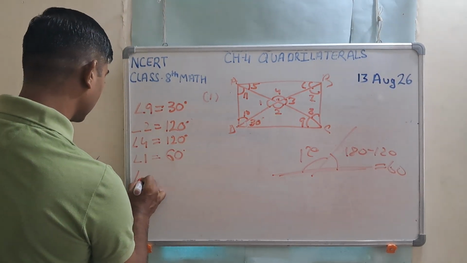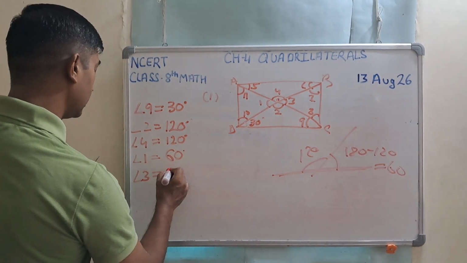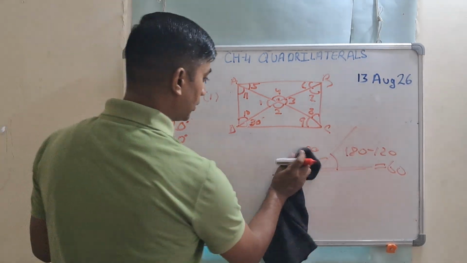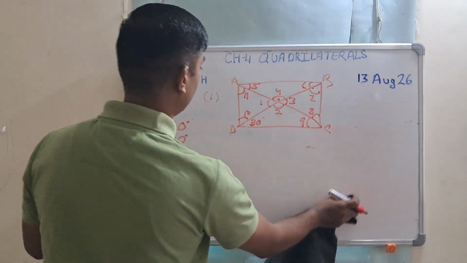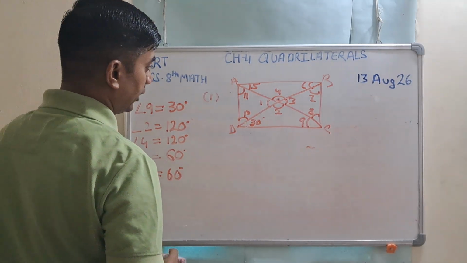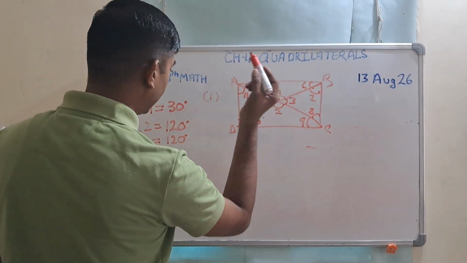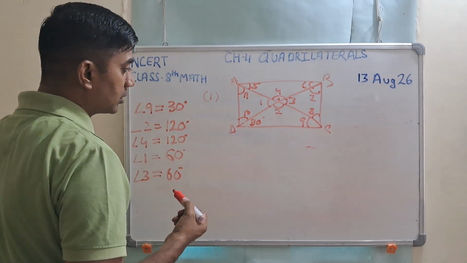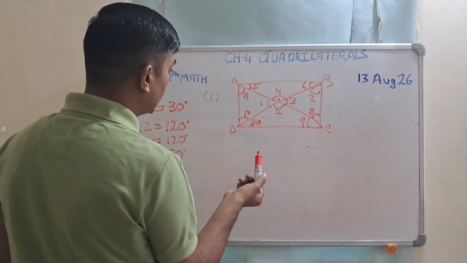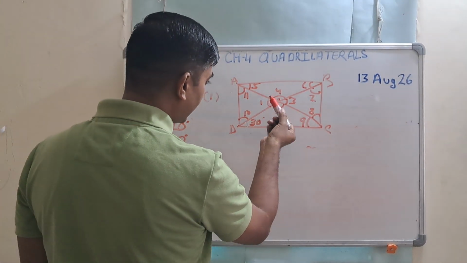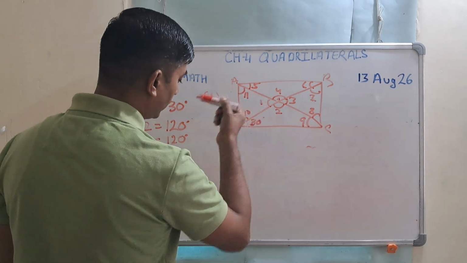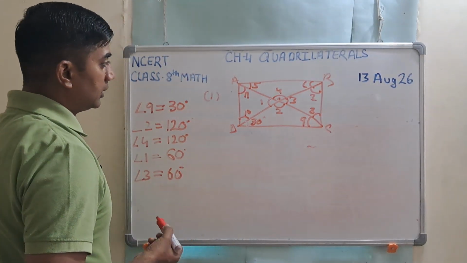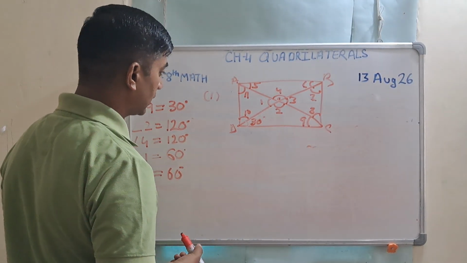So angle 3 is a vertically opposite angle. This is also 60. Now which angles are left? Now we will find angle 5 and angle 6. It is very easy to find this angle, and there are n number of ways to find it, but let's try to find out what this angle actually is. Understood?